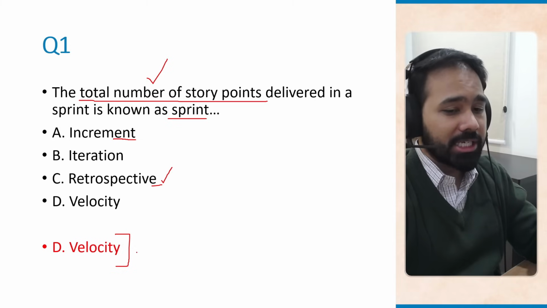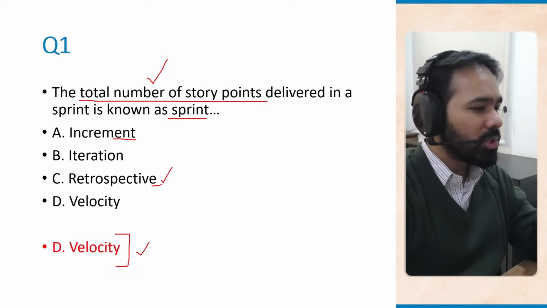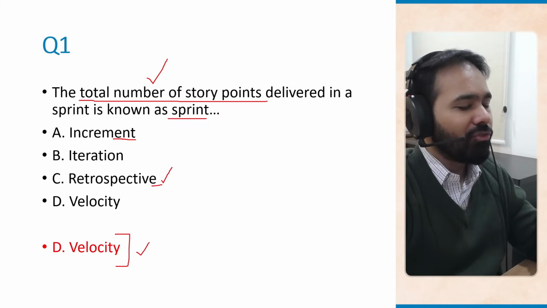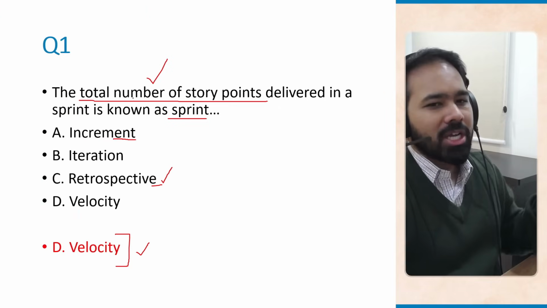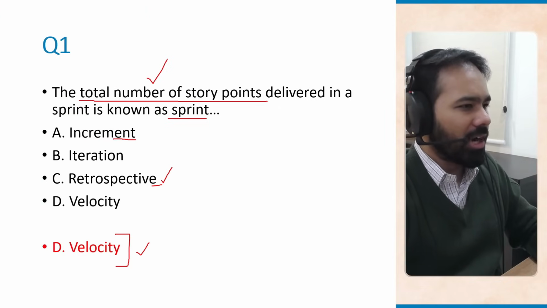Now, velocity is something which is also used by looking into the past sprint performance to plan for your future sprints. So, a scrum master might look at what has been the sprint velocity for a certain team for, let's say, the last 4 sprints. And based on that, he or she is going to plan how many story points the team can deliver as part of the next sprint. All right, let's move on.